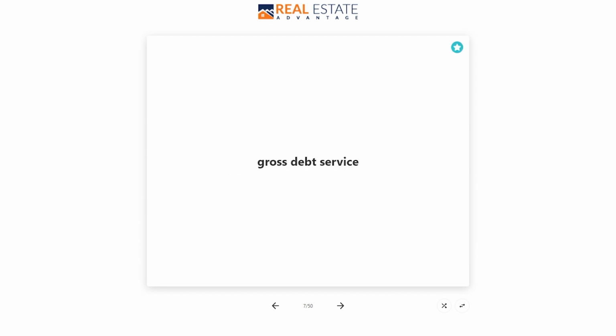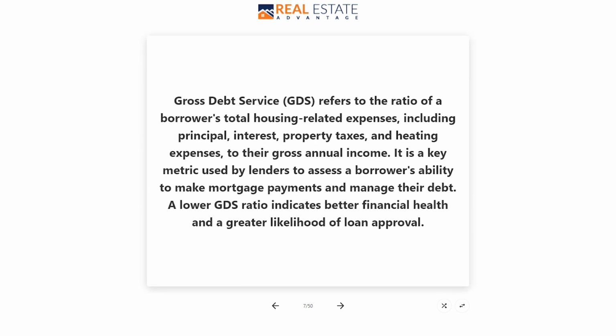Gross debt service. Gross debt service, GDS, refers to the ratio of a borrower's total housing-related expenses, including principal, interest, property taxes, and heating expenses, to their gross annual income. It is a key metric used by lenders to assess a borrower's ability to make mortgage payments and manage their debt. A lower GDS ratio indicates better financial health and a greater likelihood of loan approval.